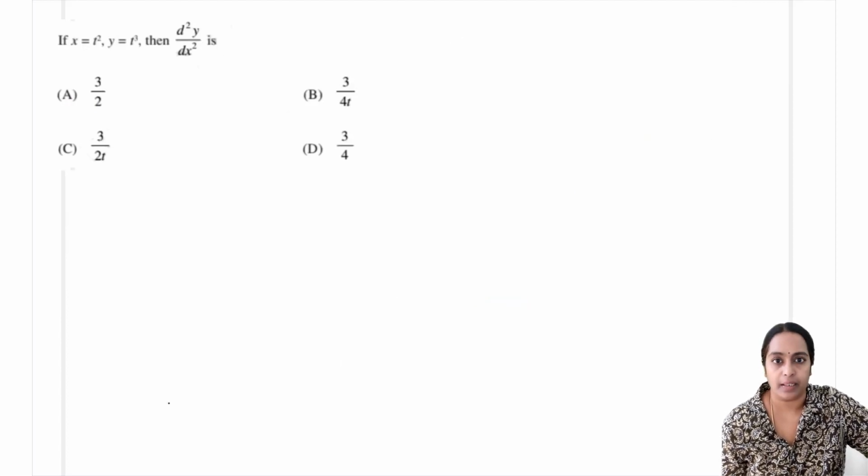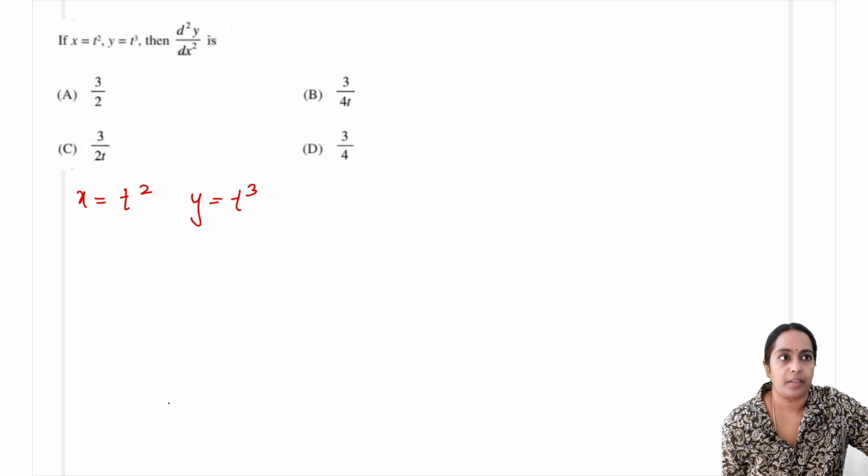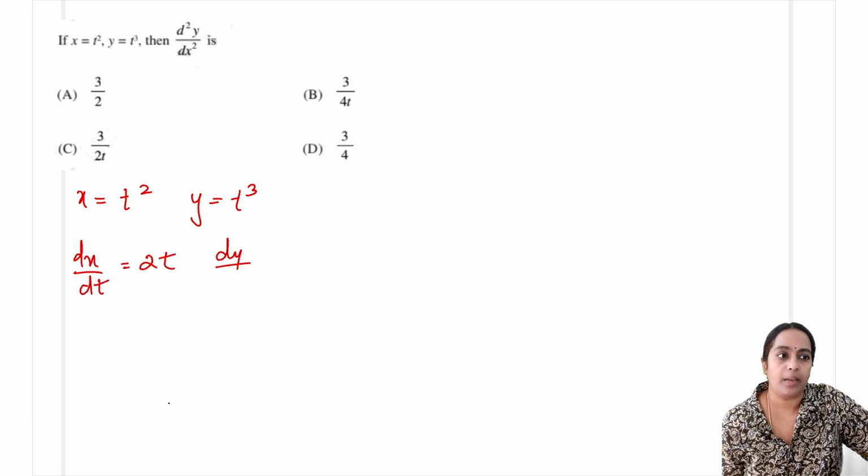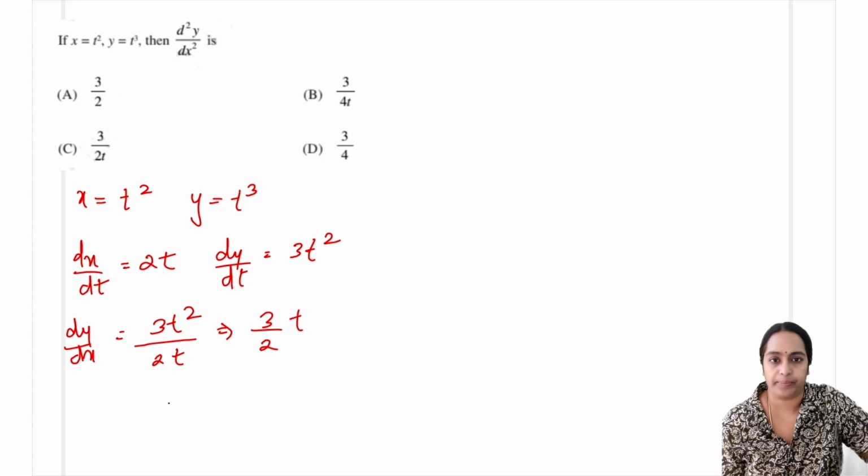Question number 10. The question says x equals t square, y equals t power 3. d square y by dx square is asked in the question. So what is my dx by dt here? It's going to be 2t. dy by dt is 3t square. So what is dy by dx? dy by dx is 3t square divided by 2t, which is 3 by 2 t.